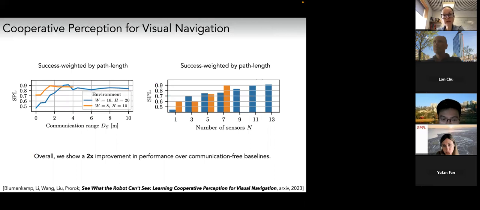Here are some more results that basically demonstrate how we reap more and more improvement in terms of performance of these systems as we increase the communication range. So that's what I'm showing on the left-hand side plot.